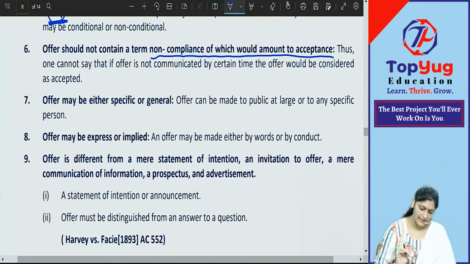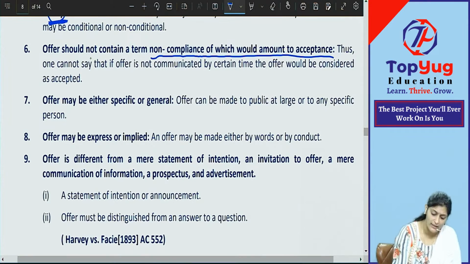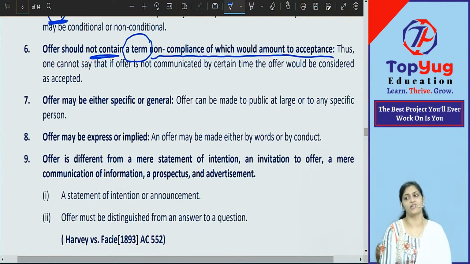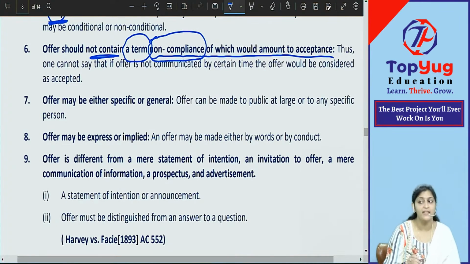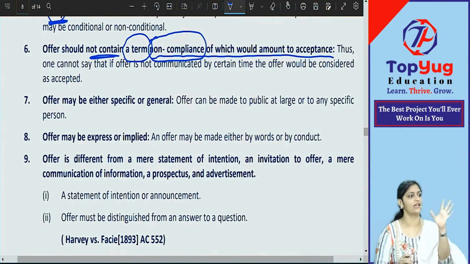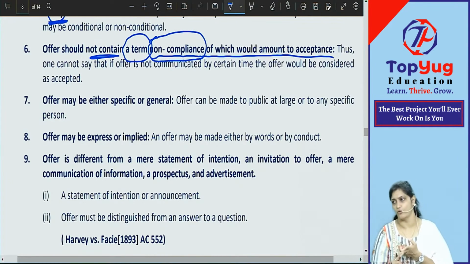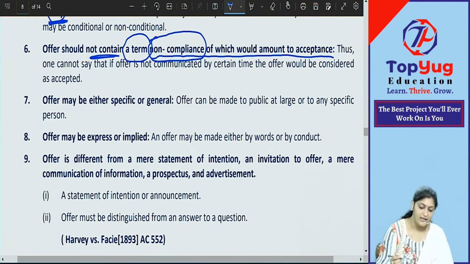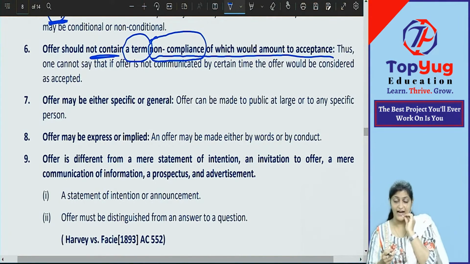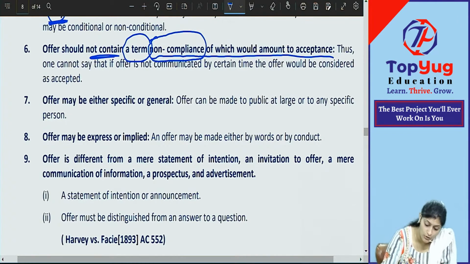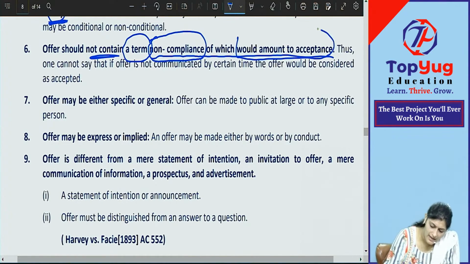So again we'll read this point. Now, imagine the example I gave with these points. Offer should not contain a term. The term was what here? Give decision in 5 days. Non-compliance means not saying anything in 5 days, neither yes nor no. Now what is your offer saying? The offer has a term which says that non-compliance of that term would amount to acceptance.